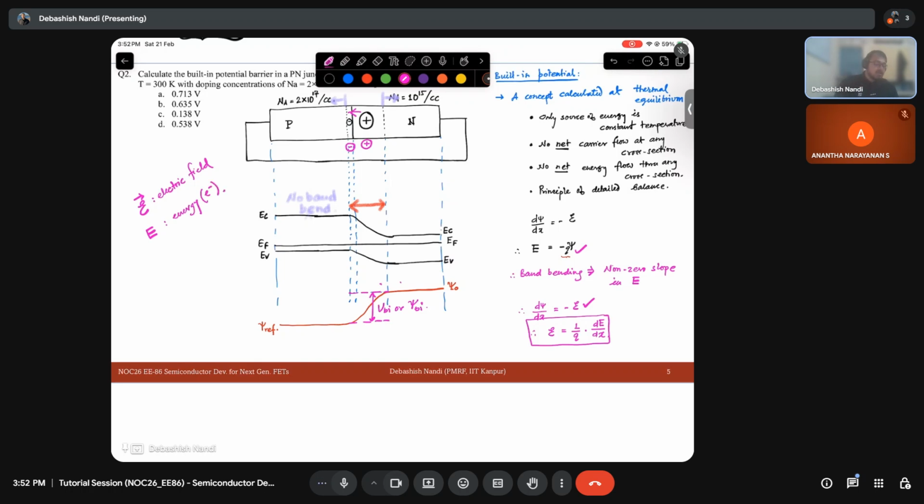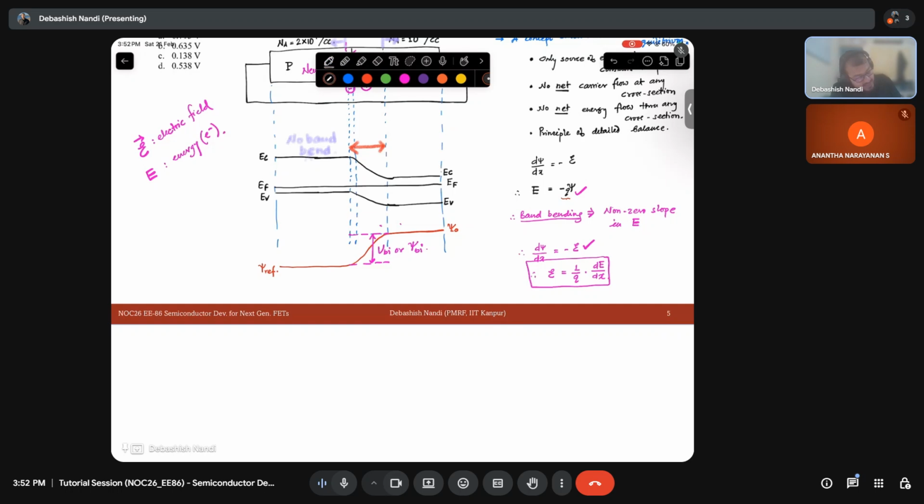Okay. So band bending will happen when there is some electric field. There is no electric field here, because this is neutral, right? This is neutral, so there will not be an electric field. So the bands will not bend. The slope of the energy bands will be zero. All the band bending will be confined to the depletion region only. Fine. So now if I have to calculate electric field, I can easily calculate from this relation.